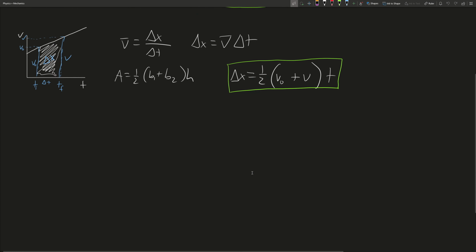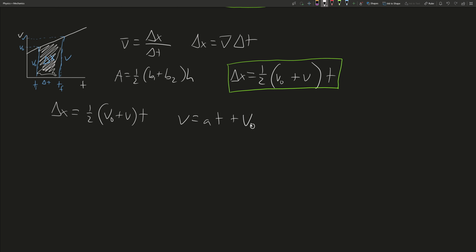Next, knowing those two kinematic equations, let me write them down below. We have the displacement is equal to 1/2 of the sum of the initial and final velocity times the change in time, and then we have the final velocity is equal to acceleration times time plus the initial velocity.